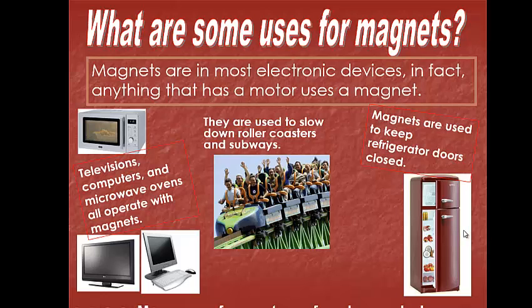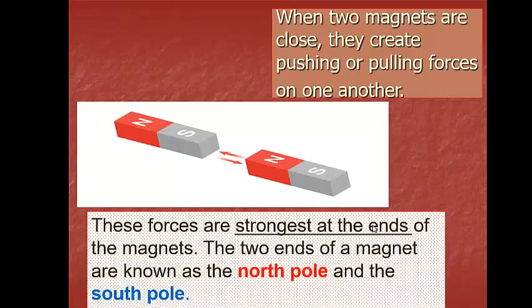Here we have a refrigerator. Magnets are used to keep the fridge doors closed. So if you ask yourself how the door of a fridge closes using a magnet, we have here a piece of magnet. It attracts the door. Here are the poles of the magnet. We say the magnet has the north pole and the south pole.